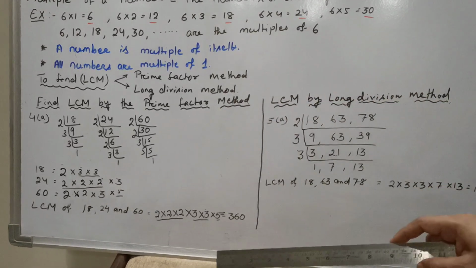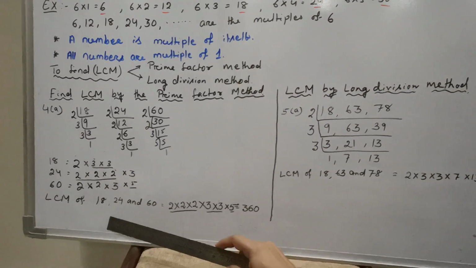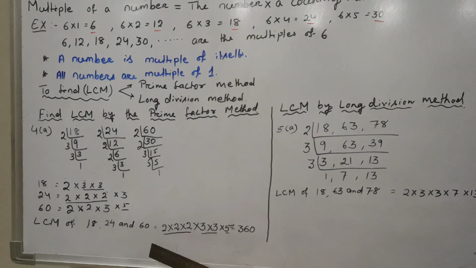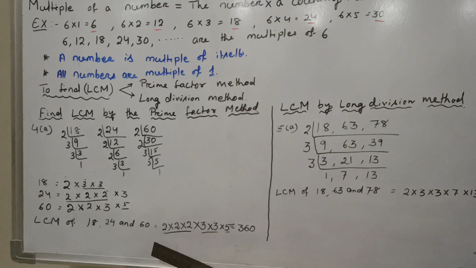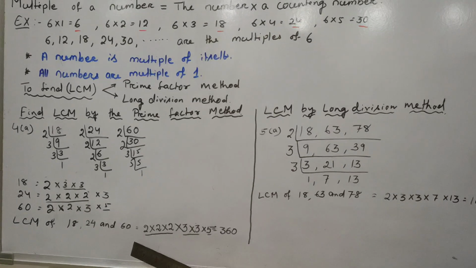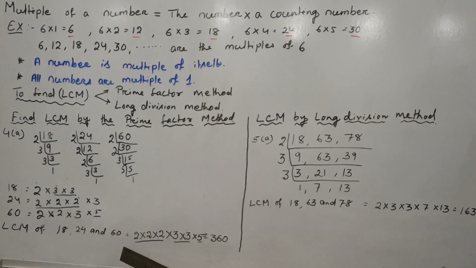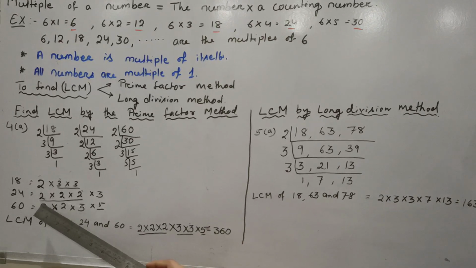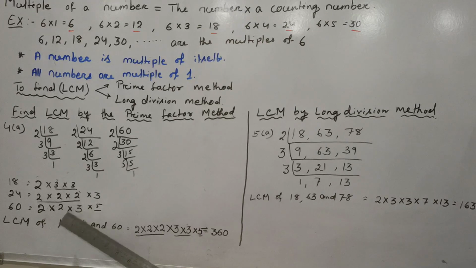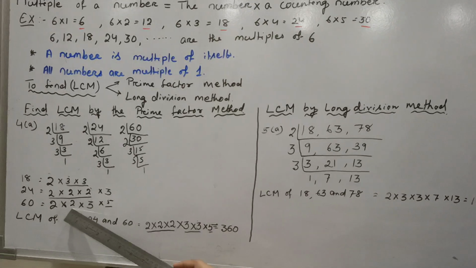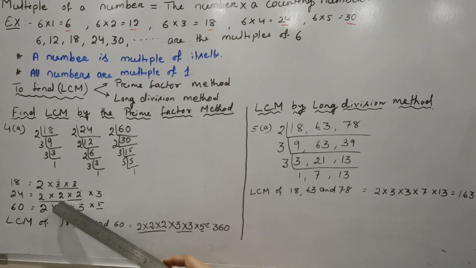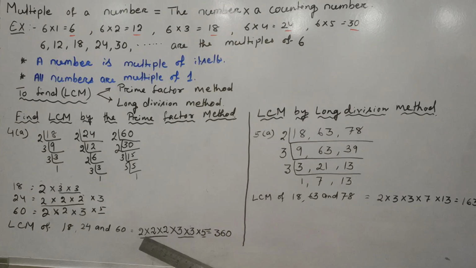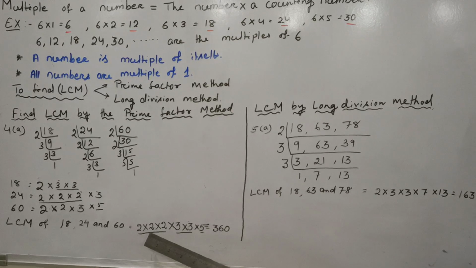Then find out the LCM of 18, 24 and 60. When you find the LCM, you take the highest number of times a factor is repeated. Here 2 is 1 time. Here 2 is coming 3 times. Here 2 is coming 2 times. So you take the maximum number of 2s repeated, here 3 times. You take 2 three times here, 2 into 2 into 2.